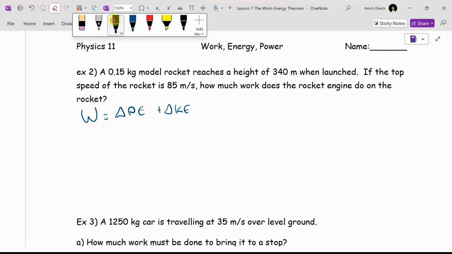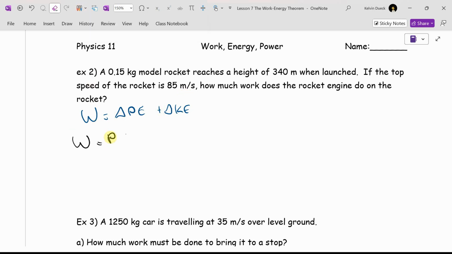Good. So I can say this. Work equals PE final minus PE initial, and then plus KE final minus KE initial. There's my final minus initial and my final minus initial. Are any of these zero? Gravitational potential energy is zero when we're on the ground. Are we ever on the ground? Aiden's nodding. Where? Oh, yeah, launch, right? Kinetic energy is going to be zero when we're at rest. Are we ever at rest?